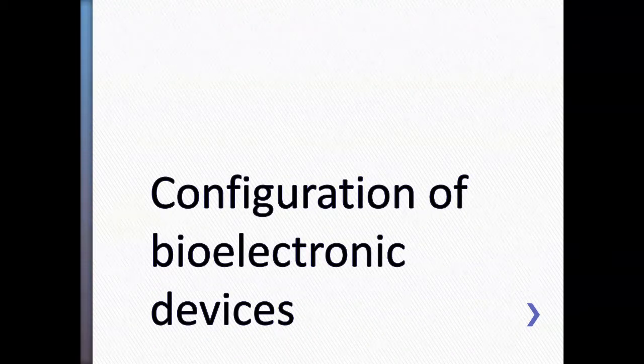In order to take advantage of those qualities of biological systems, we usually integrate them into electronic devices. So you have the biological system and then integrate it with electronic devices in order to create a bioelectronic system. And how do we do that? This is the basic configuration of your bioelectronic devices.